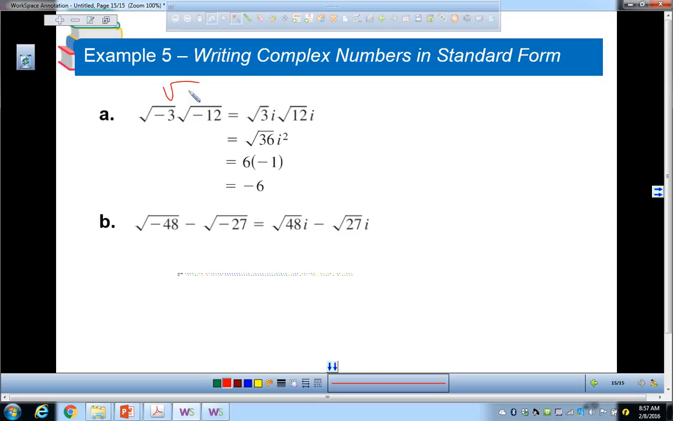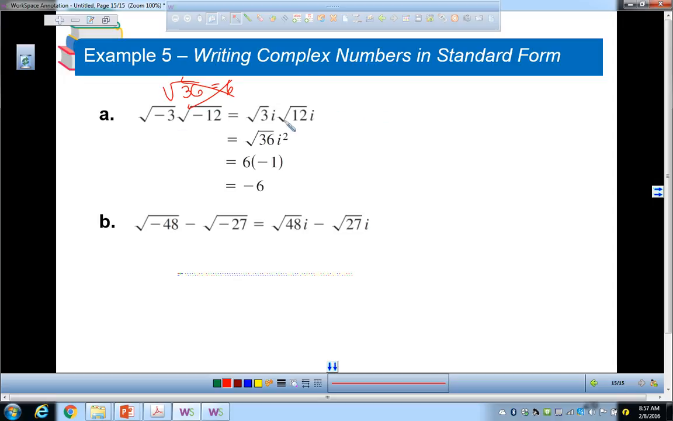Positive square root of 36, which is equal to 6, right? So if I have something like this, you have to be really careful, okay? Because first you have to rewrite this as this, then you multiply the real parts together, and then you get an i squared. i squared is negative 1, so this is negative 6. So this would be wrong.